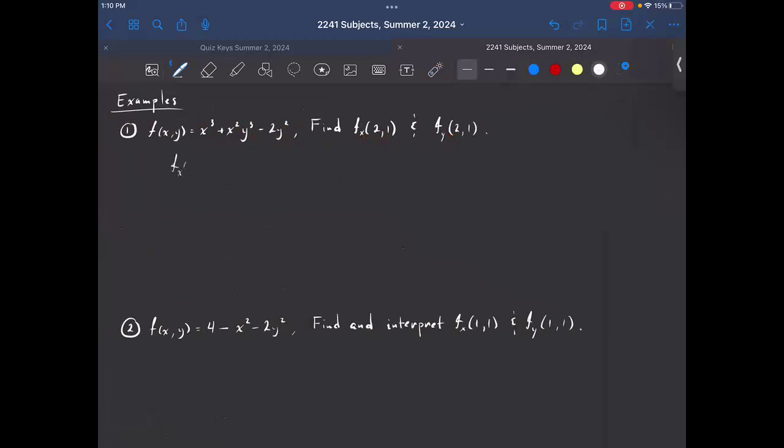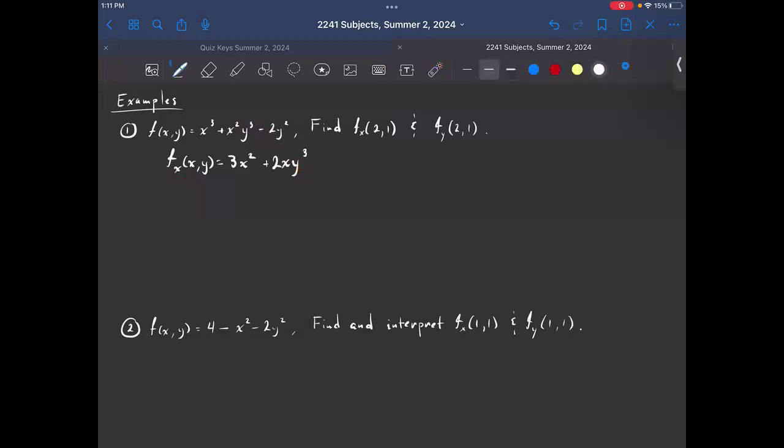So fx, or you compute it by doing this. Actually, I'm going to change my pen size here. Fx is 3x squared. So I compute the derivative of this term, and then I compute the derivative of this term as though y cubed was not a variable, as though it was an 8 or something. I just pretend it's constant.